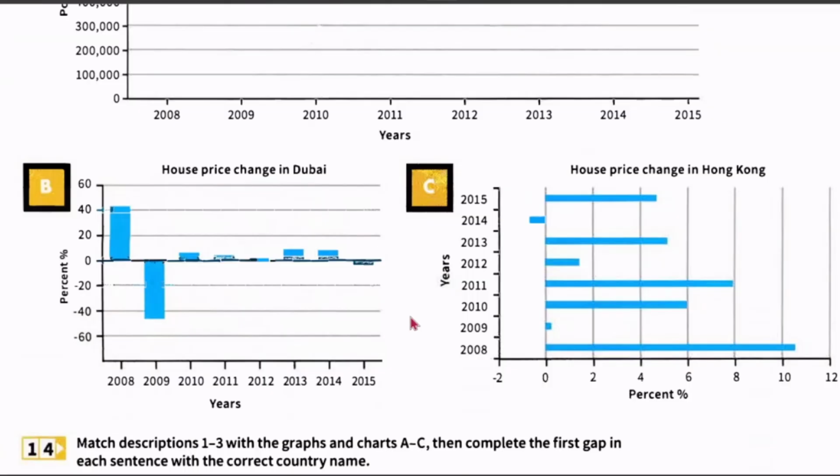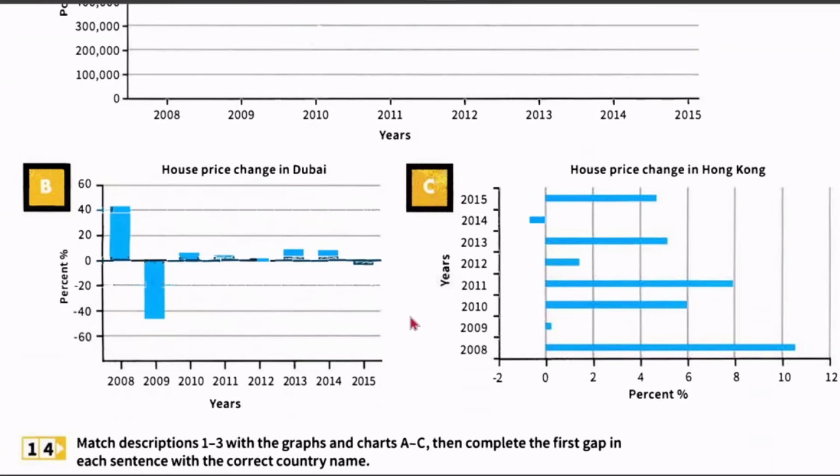Again, in 2012, there has been more decrease in house price. Or you can also say that from 2010 onwards till 2012, there has been a steady decrease in the house price in Dubai. So when you're saying about the increase and decrease, you are explaining the price change, right? So you do not have to mention the house price change. You can just say that there has been a decrease in house price or an increase in house price. Okay.